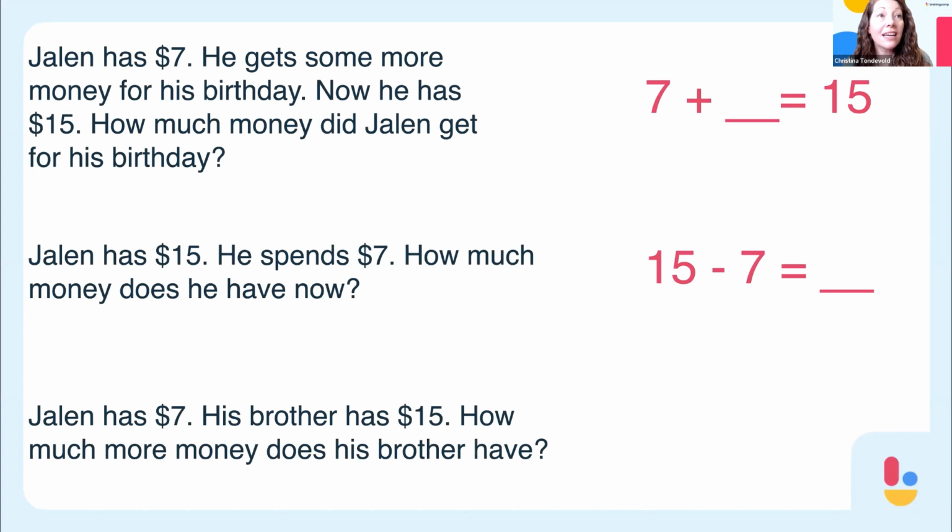Now, here is my big question for you. What do you think of that bottom one? Jaylyn has $7. His brother has 15. How much more money does his brother have? What would be the equation you would write for that? I'm seeing some 7 plus something equals 15. I see a 15 minus 7, right?